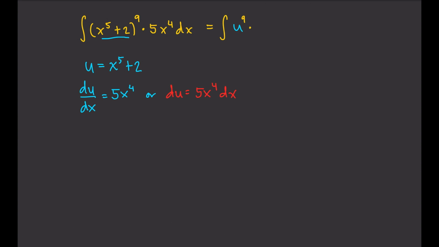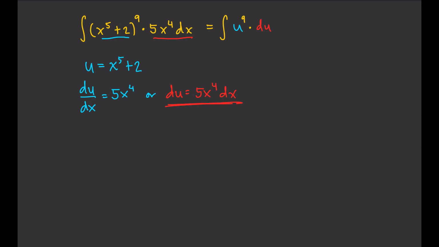And then you multiply that with 5x to the fourth dx. But then what is 5x to the fourth dx? Well, 5x to the fourth dx is du. So we can just write du here. Okay, so what happened there is that we turned this somewhat complicated antiderivative into a very simple antiderivative by using substitution.